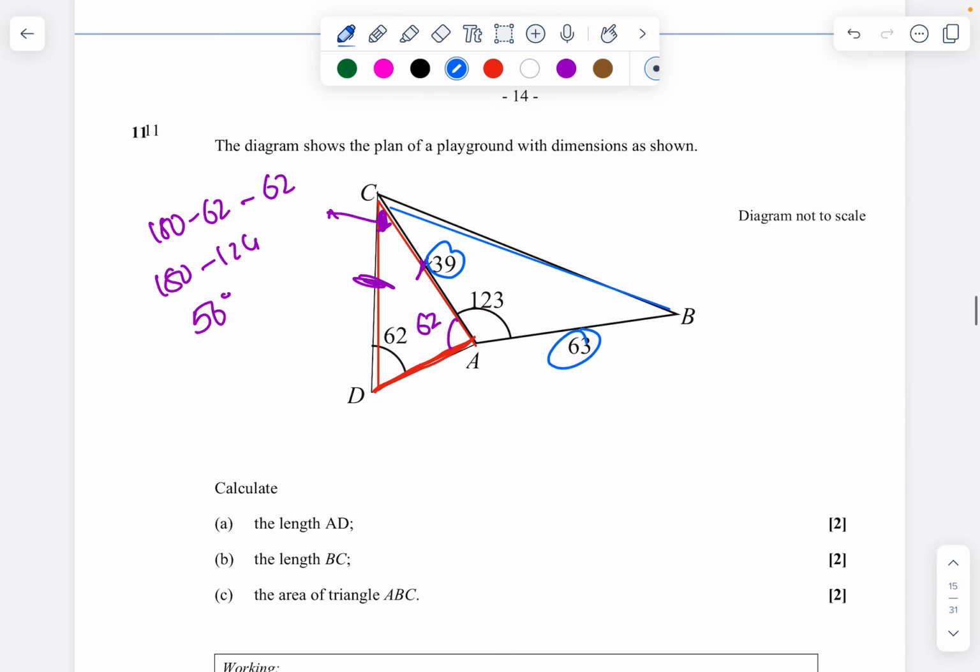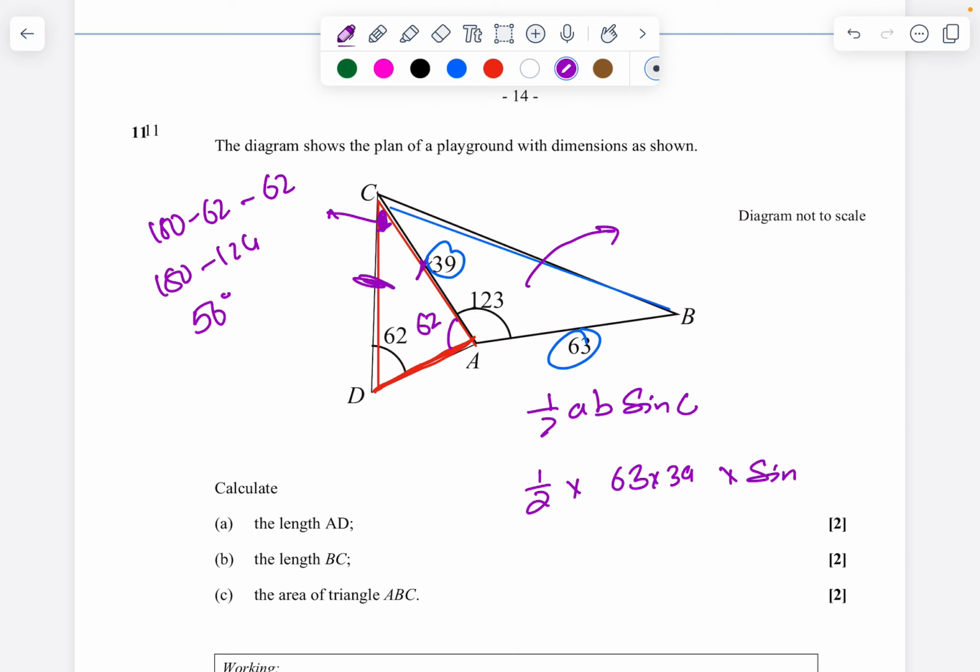Then find the area of the triangle ABC. Area of a triangle ABC is half ab sine C. So half times 63 times 39 times sine of 123. That gives you 1030.3. That's going to be the answer.